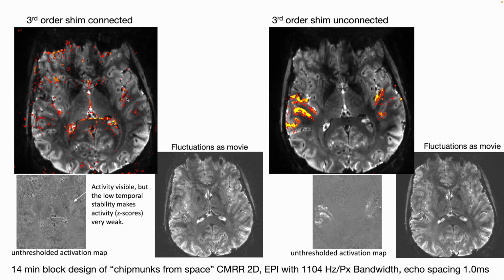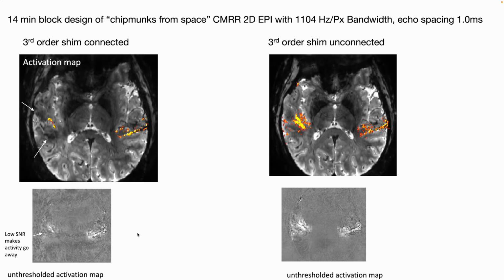And you can see that there is activity where we would expect it. However, it's not at all as beautiful as for the case where we have the third order Shim disconnected. And to show you another example how reproducible this is, here again we see these fuzzy ripples when the third order Shim is connected for another person now, and you see that in the unthresholded activity maps there is activity going on. However, it's much weaker and it's kind of hidden under these fuzzy ripples.